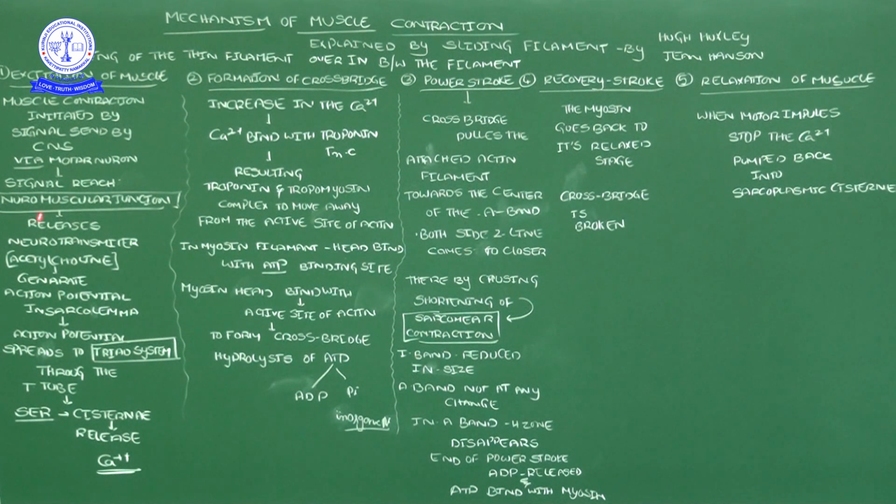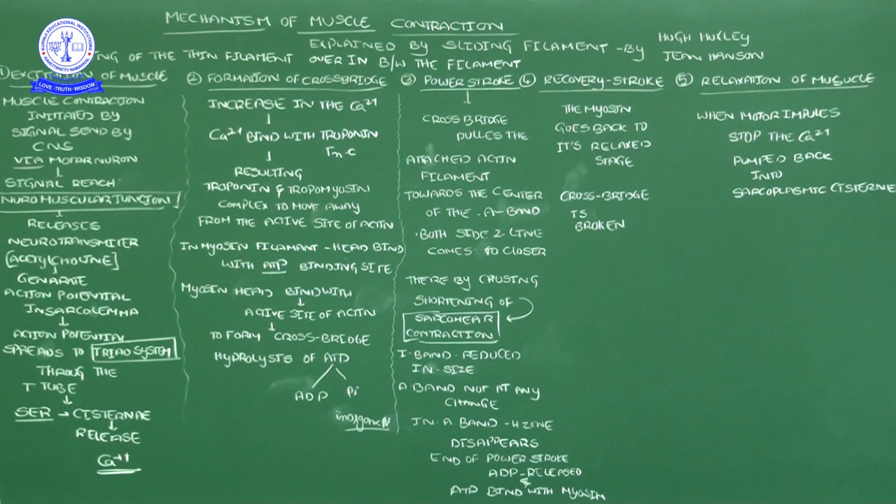So in the first step what you have to remember: the central nervous system initiates signals that reach the neuromuscular junctions. The neuromuscular junctions release the neurotransmitter, acetylcholine. Then it will spread through the total triad system. By the end of the excitation of muscles, calcium ions are released. Now come to the next point. When the calcium ions are released, the muscle contraction continues.